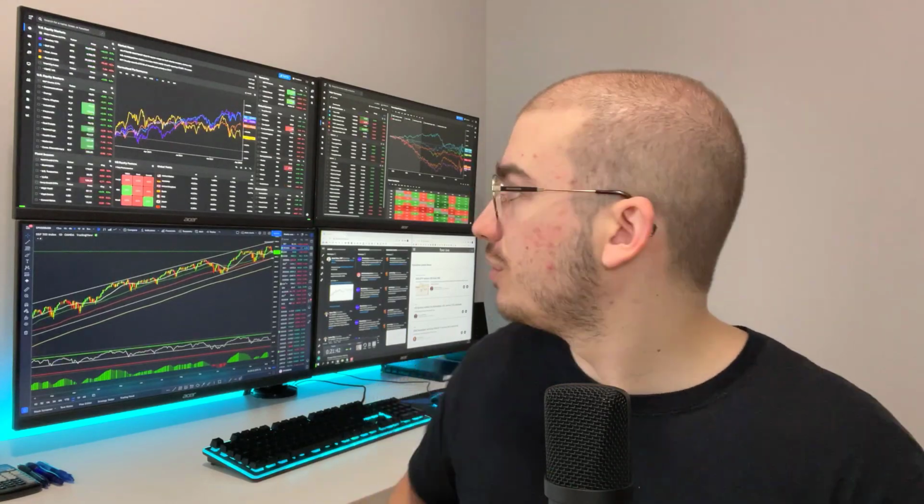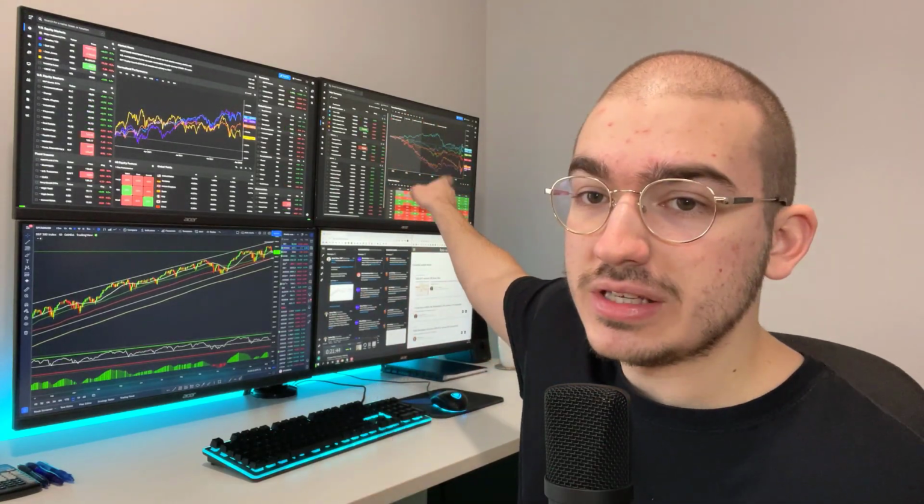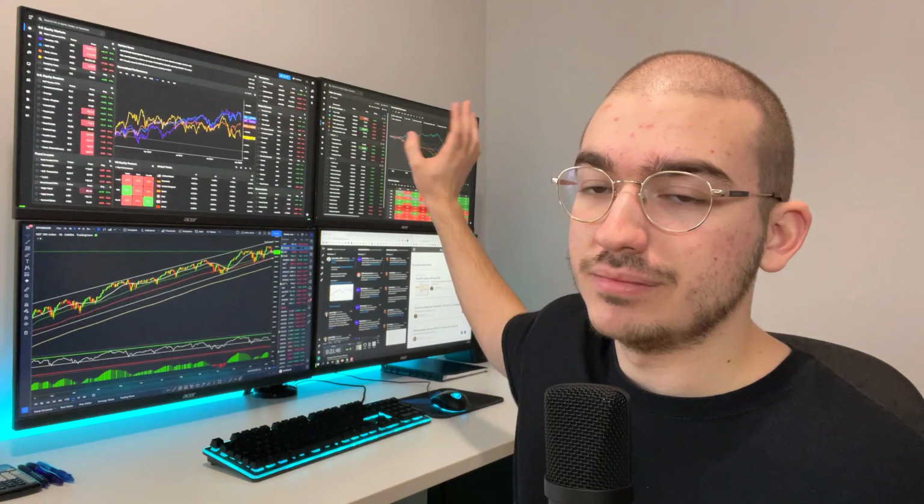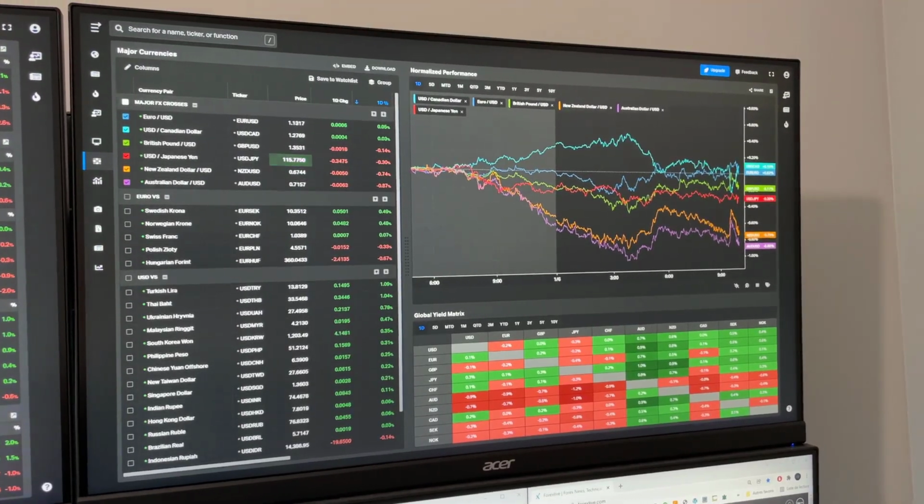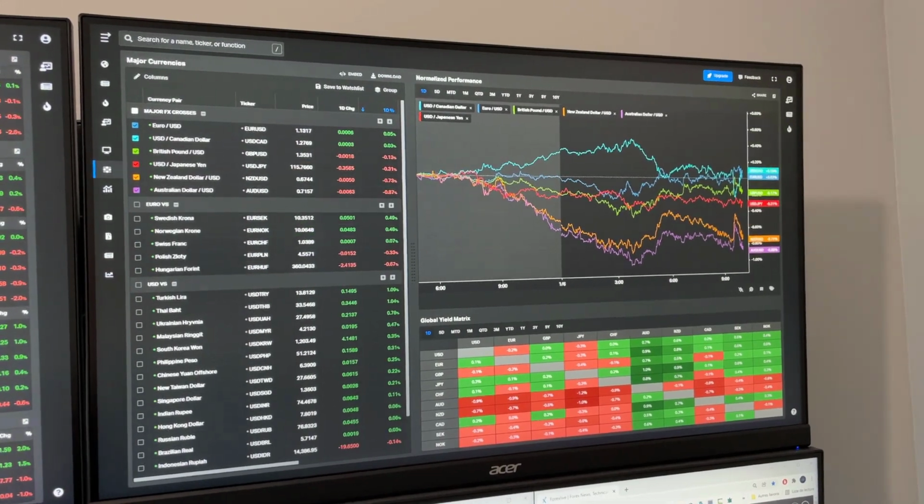Then after that, third screen, let's talk about this one here at the end. This is a currency map. I use the one from Koifin. Honestly, it doesn't really matter which one you use. It's just a currency map where I see in real time all the main currency pairs, so AUD/USD, EUR/USD, USD/JPY, stuff like that. And I really see how they are moving on a very short time frame.